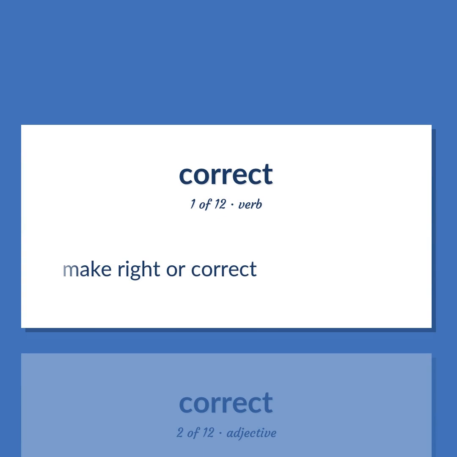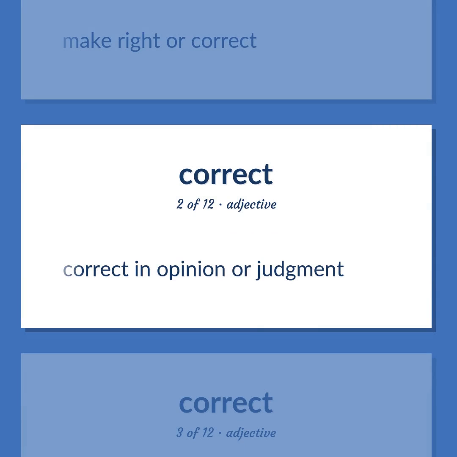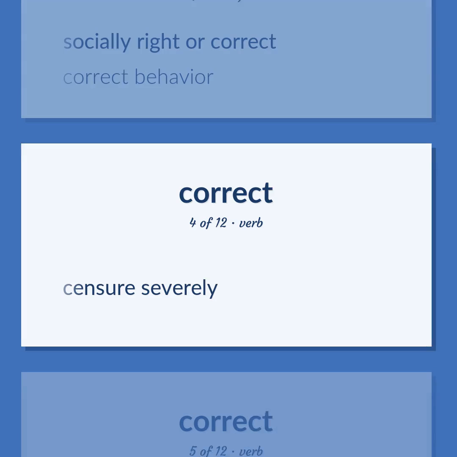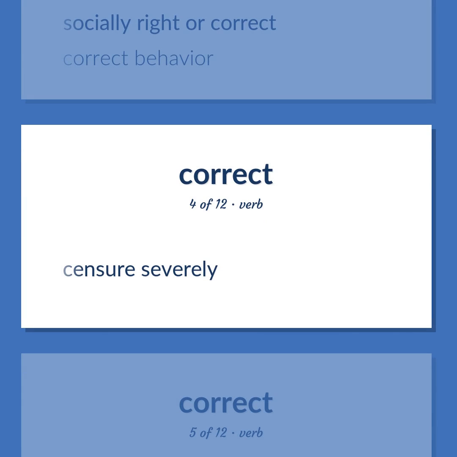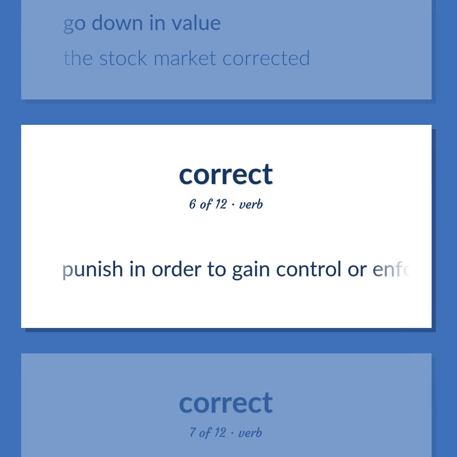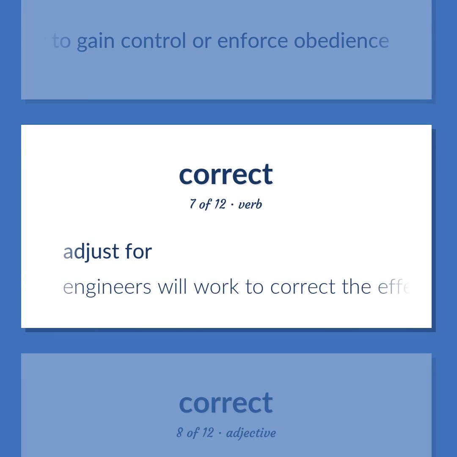Make right or correct. Correct in opinion or judgment. Socially right or correct. Correct behavior. Censure severely. Go down in value. The stock market corrected. Punish in order to gain control or enforce obedience. Adjust for. Engineers will work to correct the effects of air resistance.